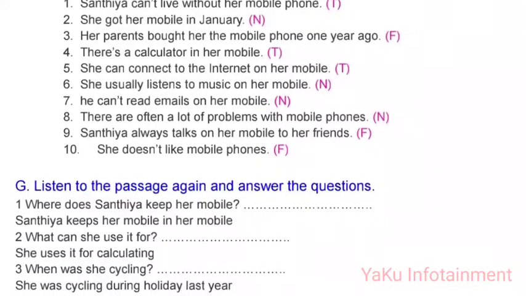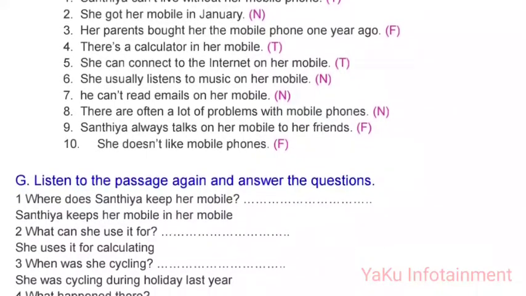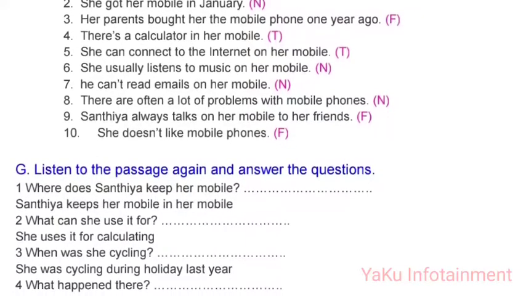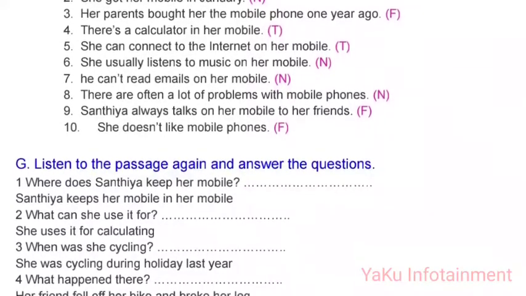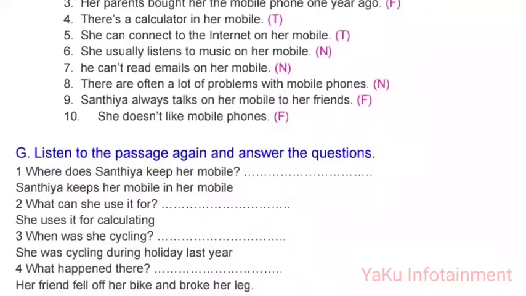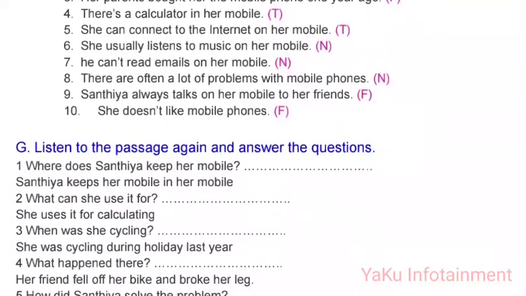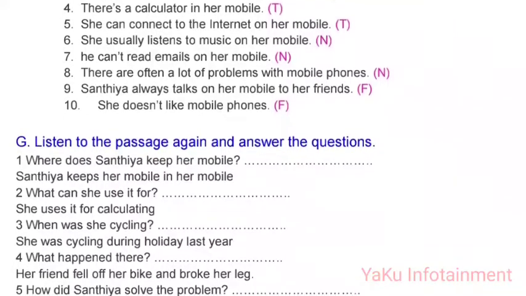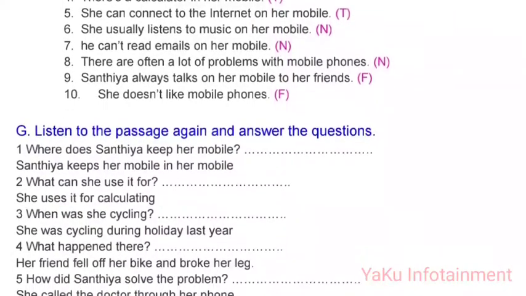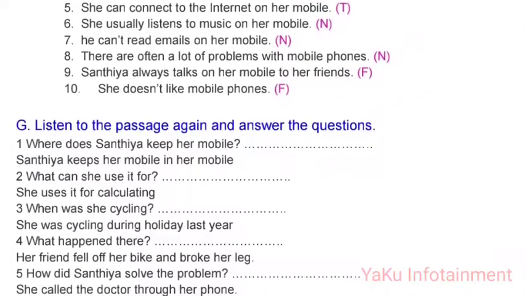He can't read emails on her mobile. No information. There are often a lot of problems with mobile phones. No information. Cynthia always talks on her mobile to her friends. False. She doesn't like mobile phones. False.